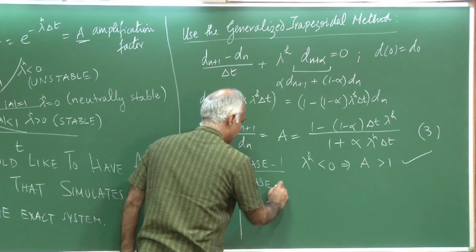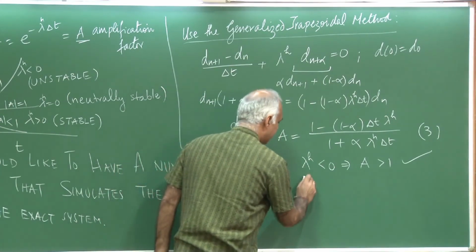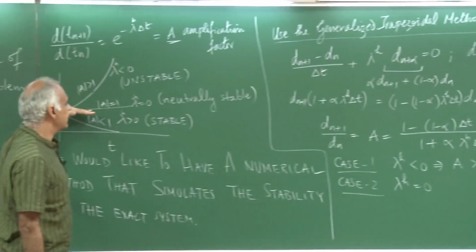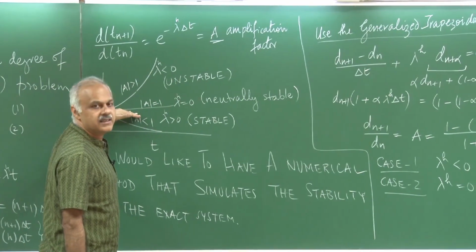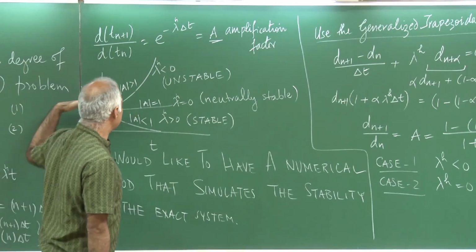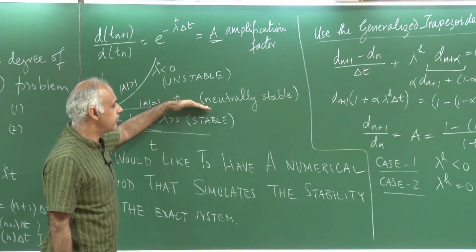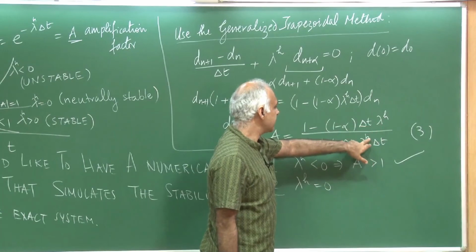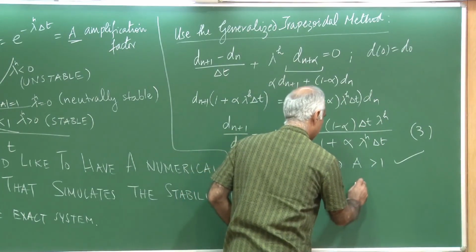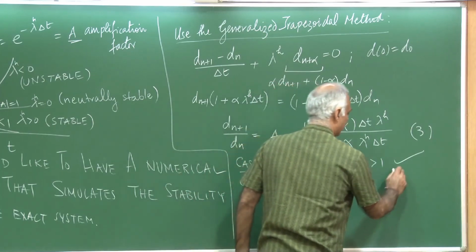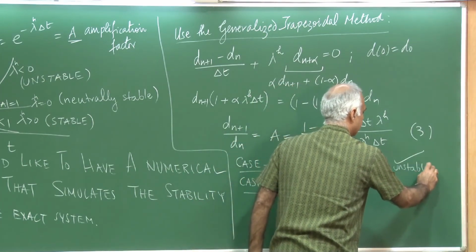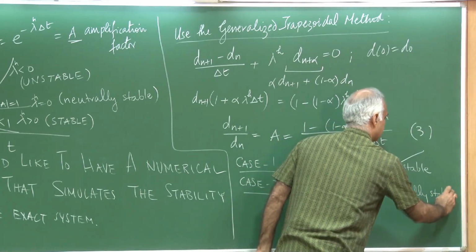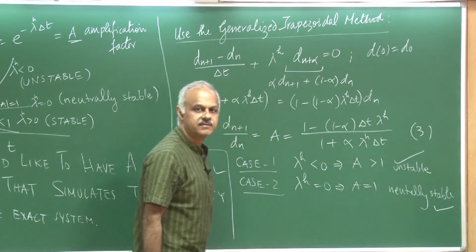Let us look at case 2, where lambda h is 0. The physical system requires that we should have a neutrally stable growth. So the value should remain exactly the same for all times. Let us see what equation 3 predicts. So I put lambda h equal to 0, and sure enough this implies A is equal to 1. So the first one was unstable and this one is neutrally stable. So this has also passed the test.